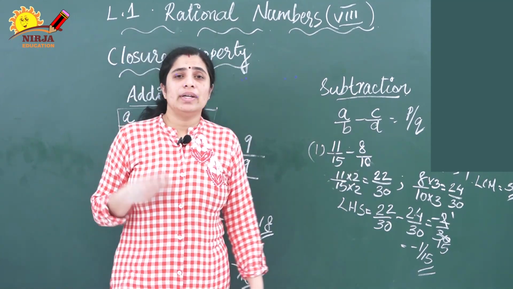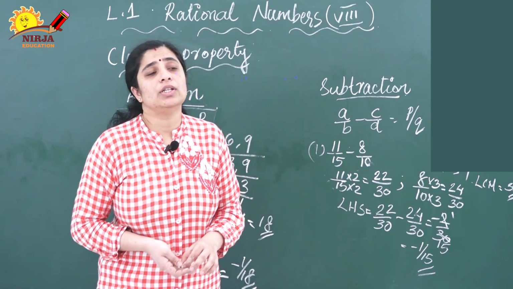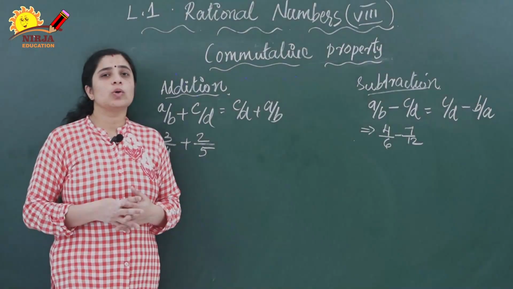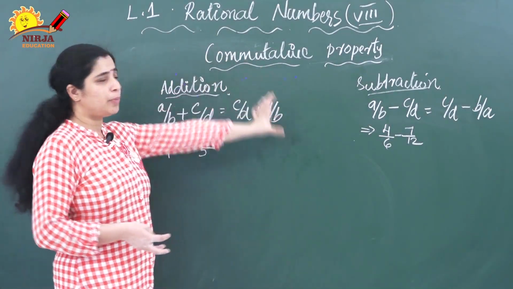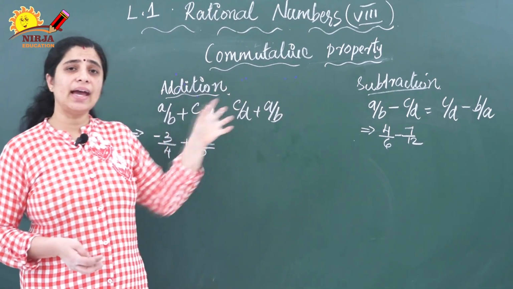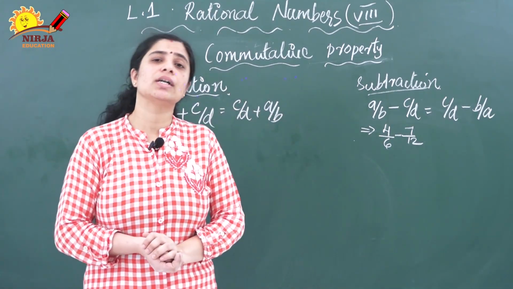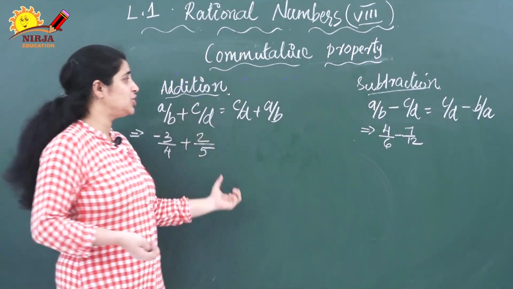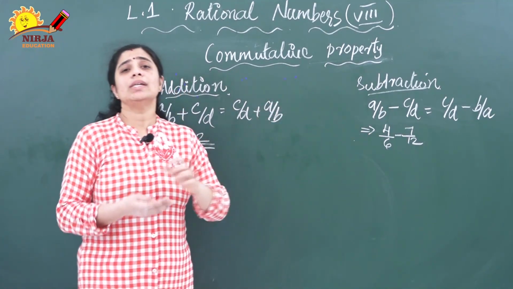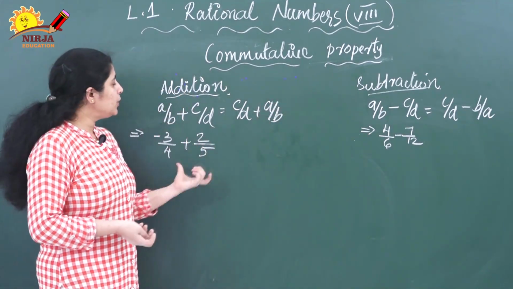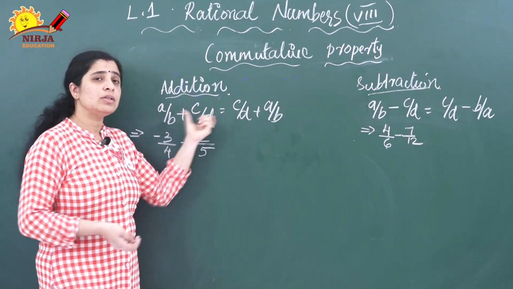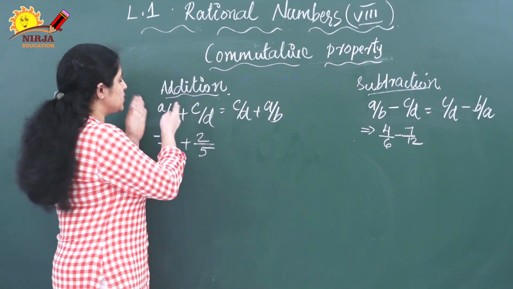Now we will go to our next property, that is the commutative property. Next we are going to discuss the commutative property of addition and subtraction. What is the commutative property? It means that if you are adding two rational numbers, suppose a/b is one rational number and c/d is the other rational number.